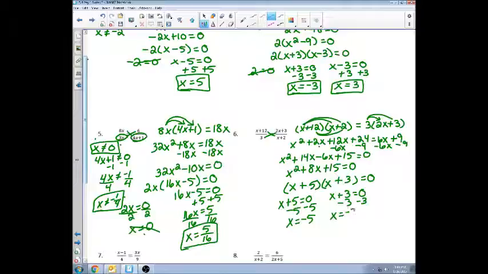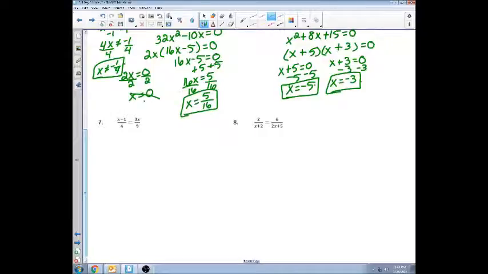X equals negative 3. I have to check my restrictions. I have this x plus 2, which means x cannot equal negative 2. Well, negative 5 and negative 3 are not negative 2, so they are both going to work.